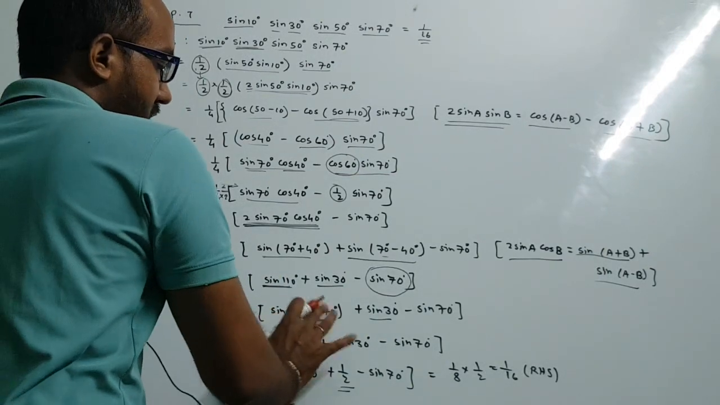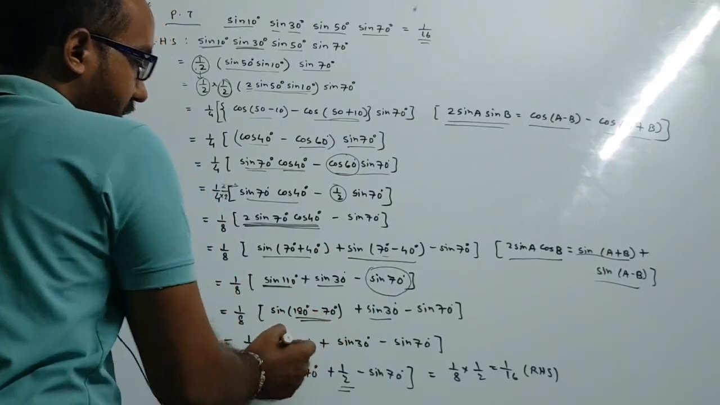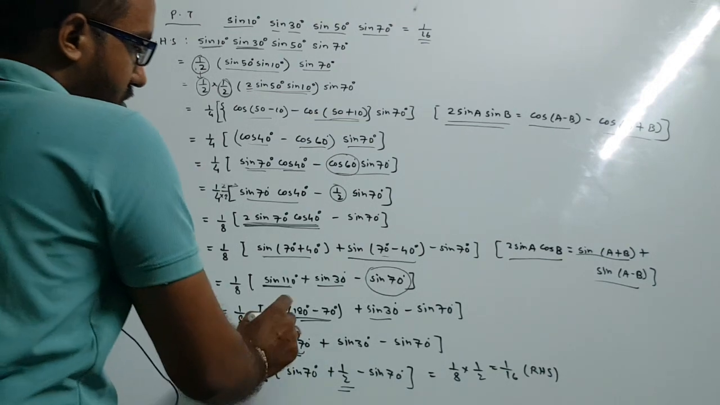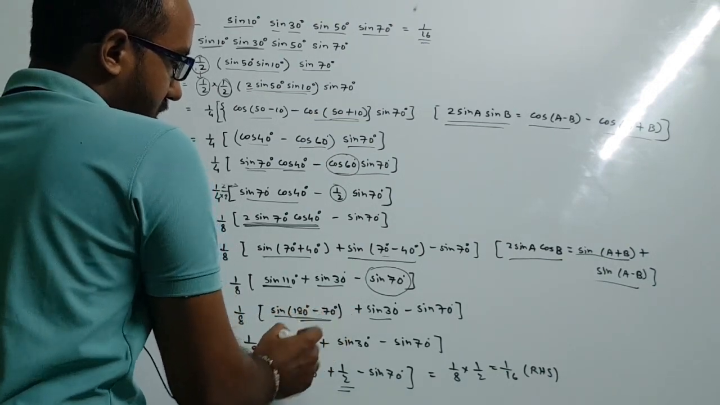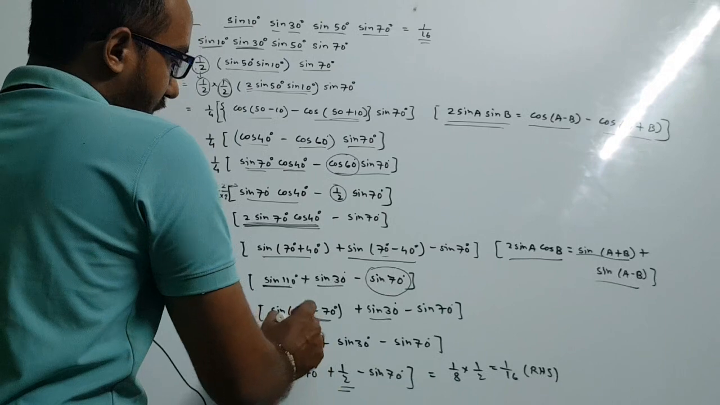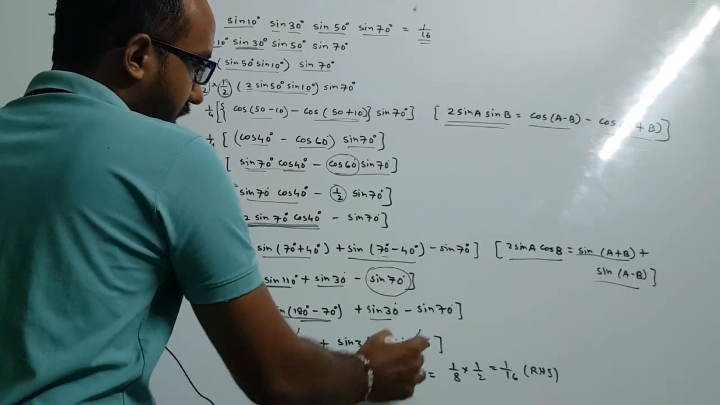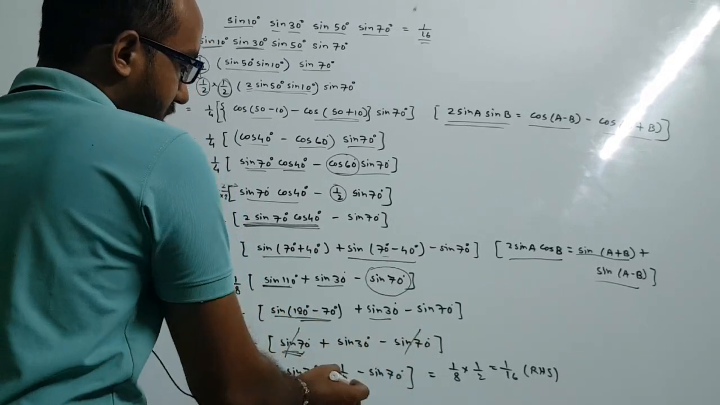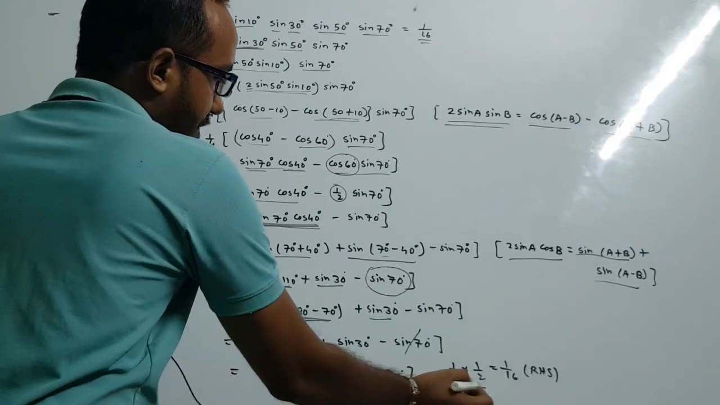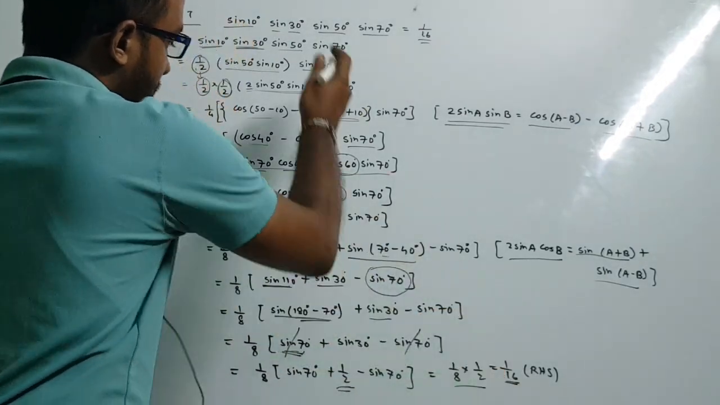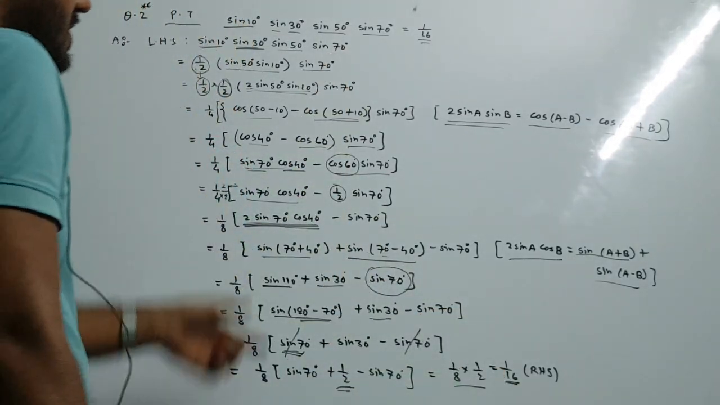So sin of pi minus theta is sin theta. So you got sin of 180 minus 70 degree as sin of 70 degree. Now we have plus sin of 70 degree and we have minus sin of 70 degree. Sin 30 is half, 1 by 2 multiplied by half is 1 by 16. That's how you have to solve this type of problem.